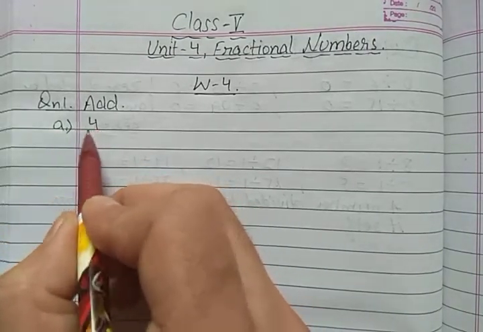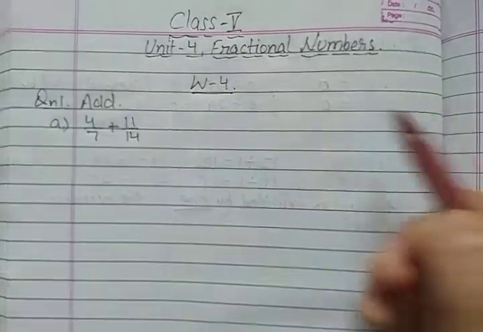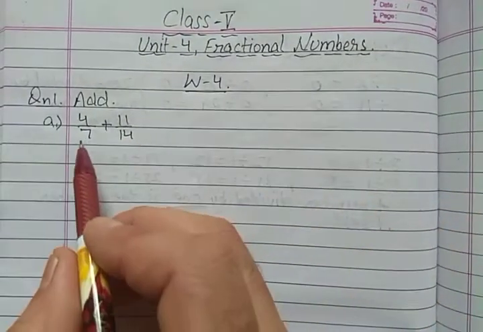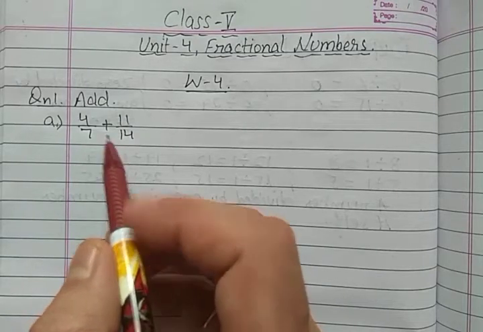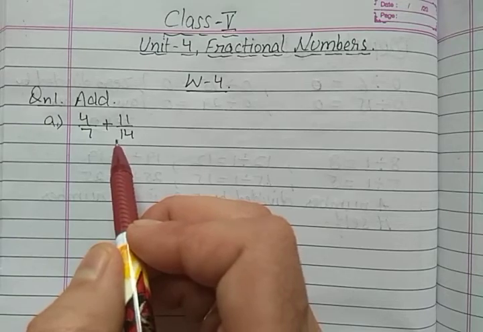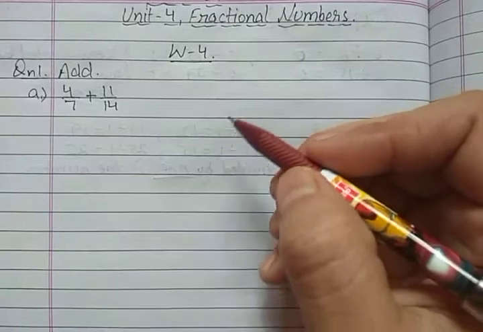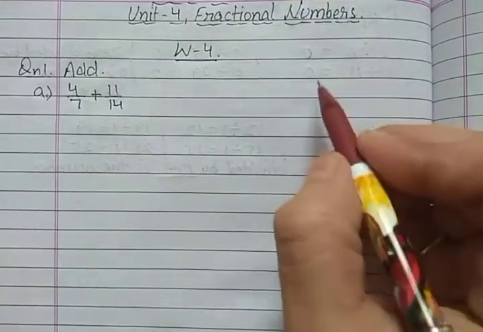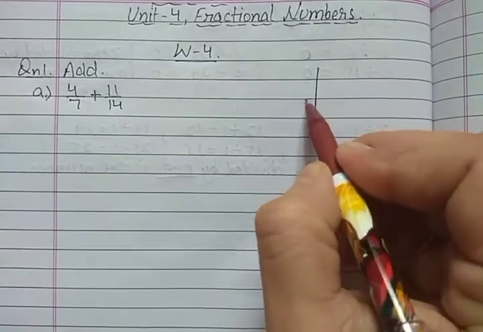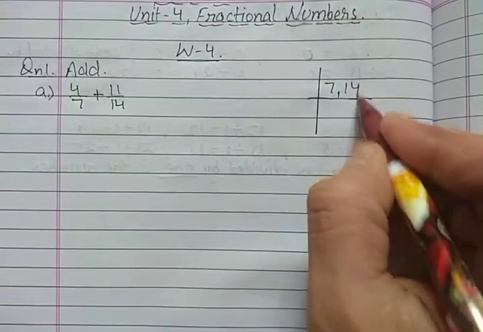That is 4 upon 7 plus 11 upon 14. For adding two unlike fractions, first of all we have to make them like. How can we make them like? By taking the LCM. So we have to take the LCM of the denominators. The denominators are 7 and 14.